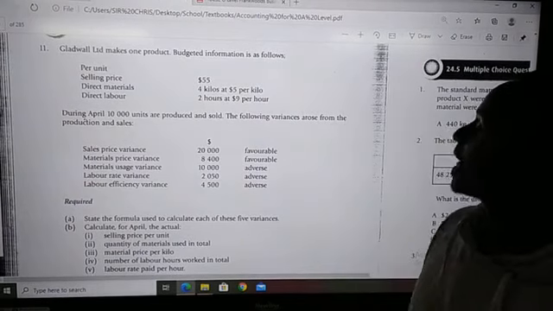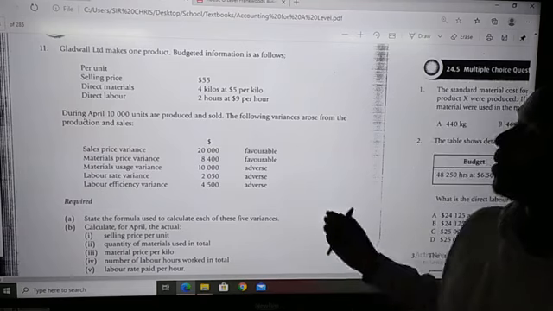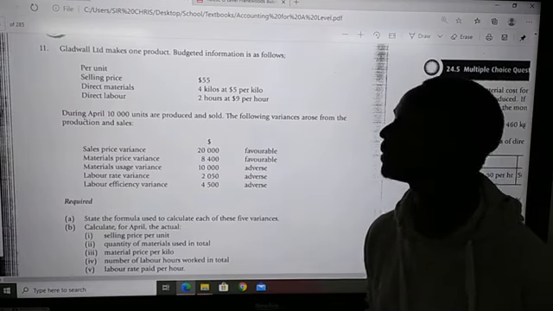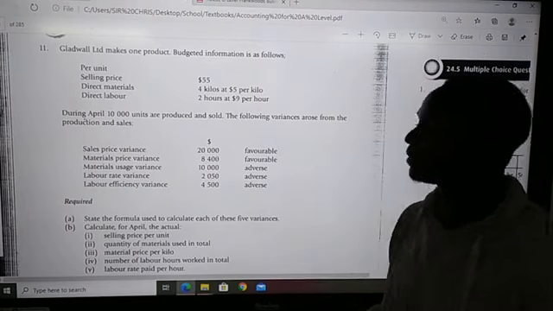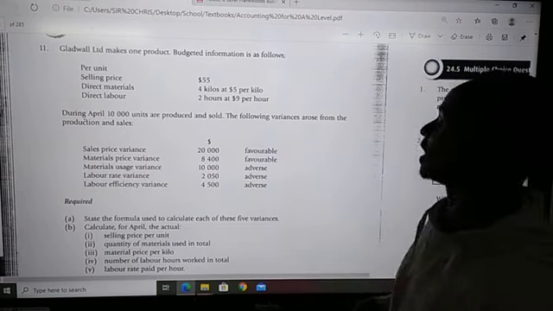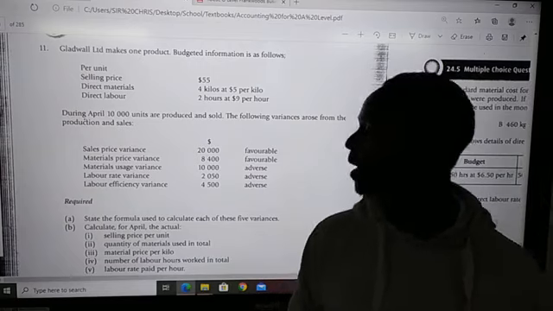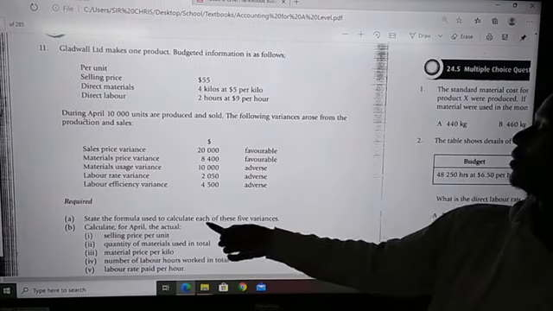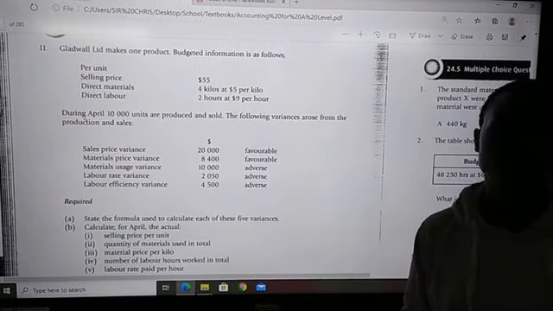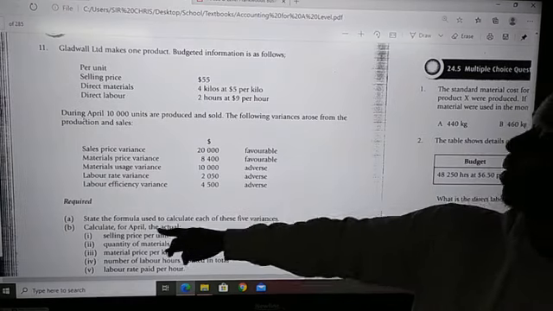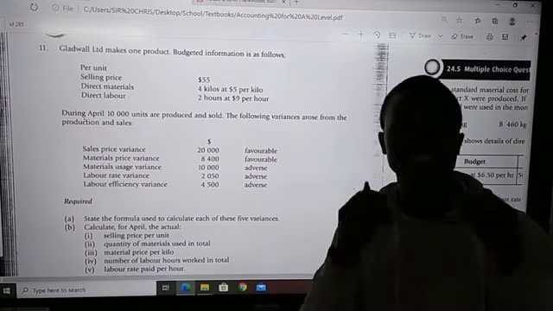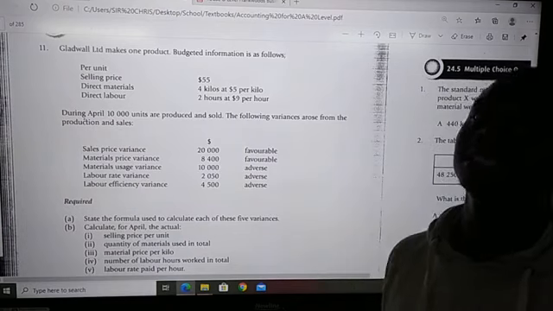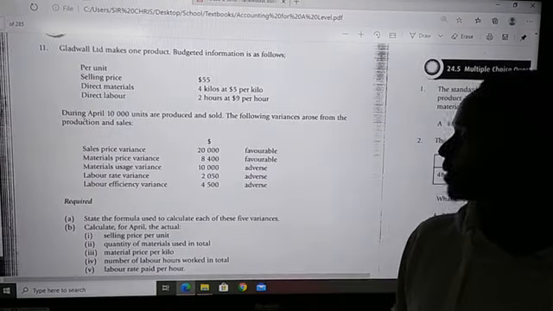Sales price 20,000 favorable, material price 8.4 favorable, usage 10,000 adverse, labor rate 2050 adverse, labor efficiency 4.5 adverse. Required: state the formula used to calculate each of these variances. Number one, we have sales price variance. As you remember, we said it's flexible budgeted sales minus actual sales.